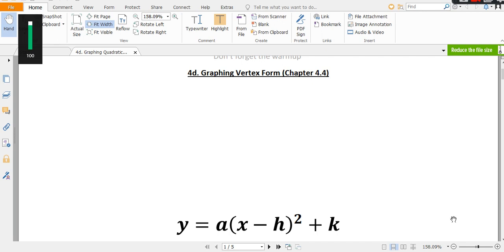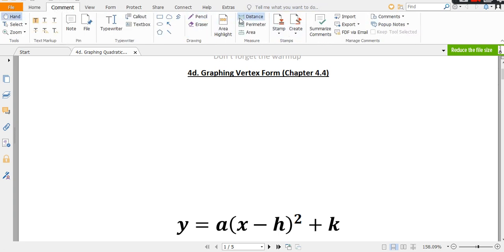So this is lesson 4D, graphing vertex form, chapter 4.4. Last week we talked about the standard form. Let me just rewrite that back out. The standard form was y equals ax squared plus bx plus c.